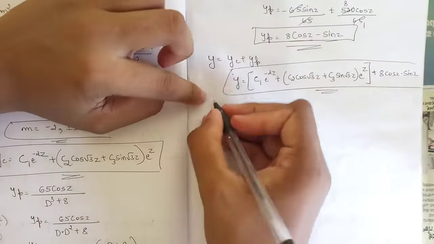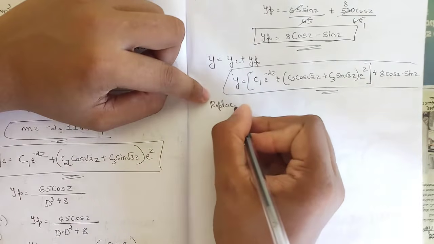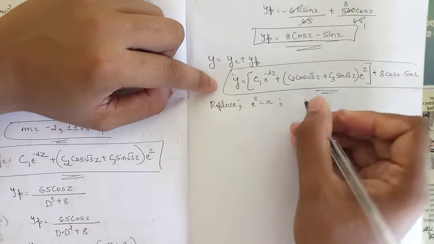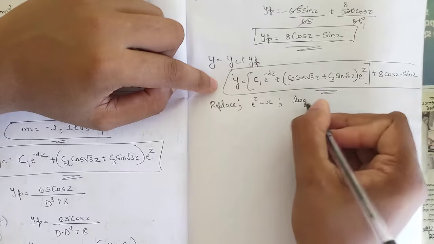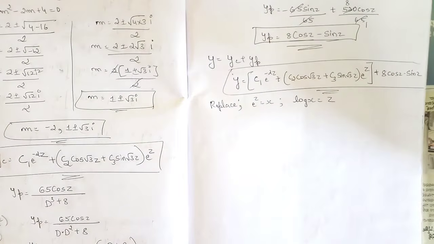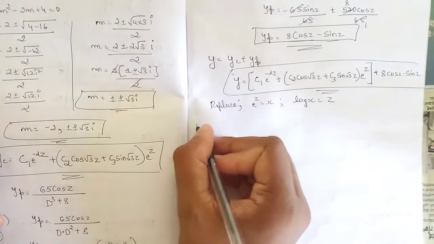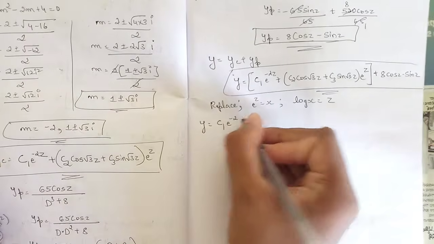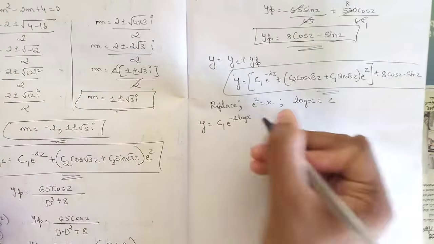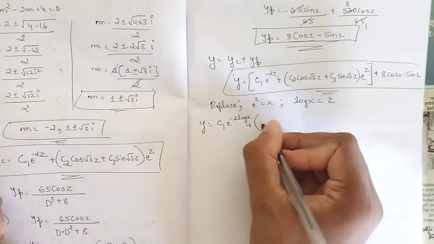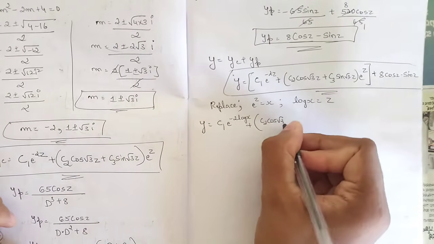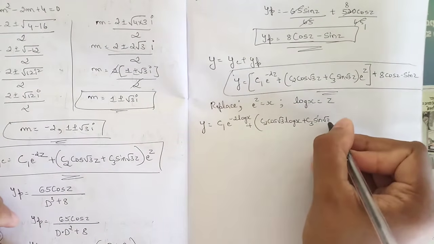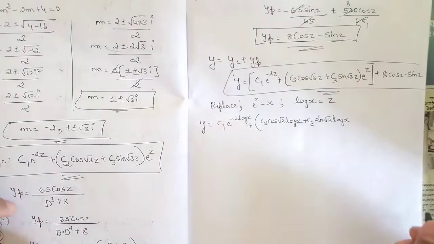So now again we need to do some of the replacements, as I have told you, right? We need to replace e power z by x. Also log x we need to write it as z. So now y would be looking like c1 e to the power minus 2, wherever z is there, you should replace it by log x, plus c2 cos root 3 log x, c3 sin root 3 log x. Be very careful while writing the terms, okay? Check each and every term.